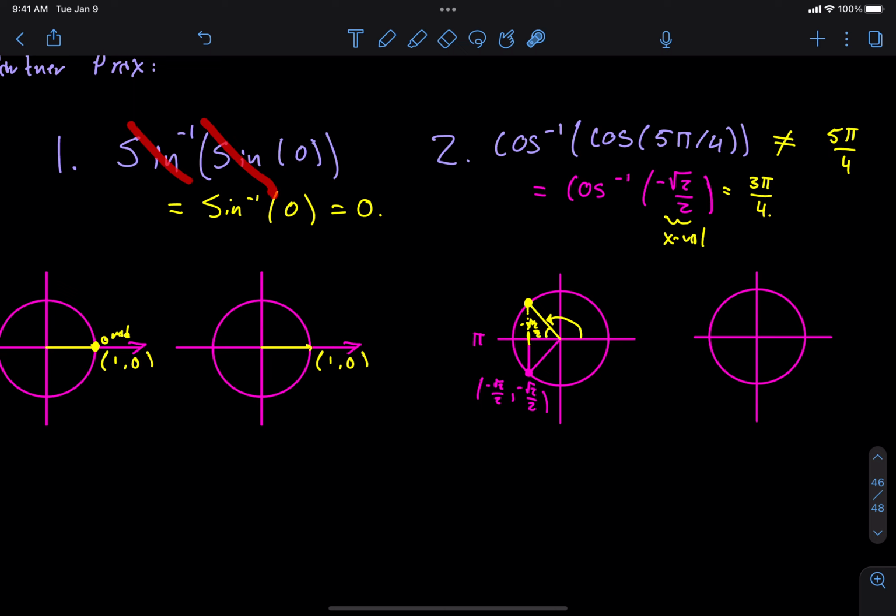I can do that anytime the input is going to be in the range of the inverse function. But since 5 pi over 4 is not a possible output for the cosine inverse function, I should know right away that it's not going to just cancel, because there's no way for cosine inverse of anything to be 5 pi over 4. That's just not in the output set for that function.